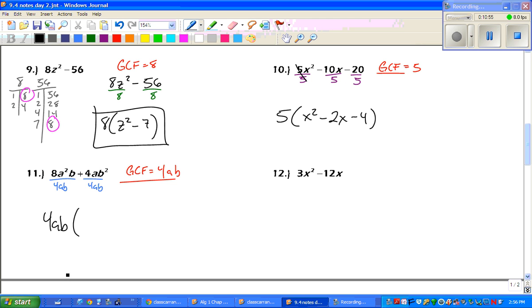The 4AB comes out front. 8 divided by 4 is 2. A and your B's cancel. 4 divided by 4, cancel, cancel. And then B squared divided by B gives us B. And anytime you question and you want to go back and check, all you have to do is distribute. Okay?